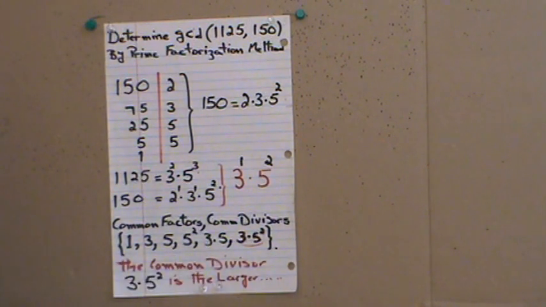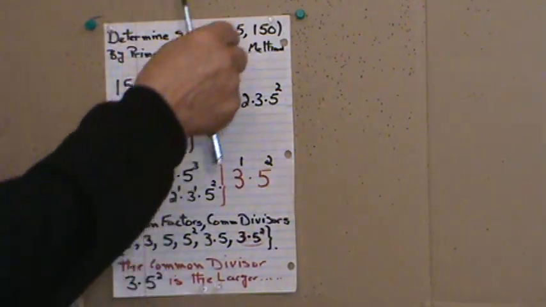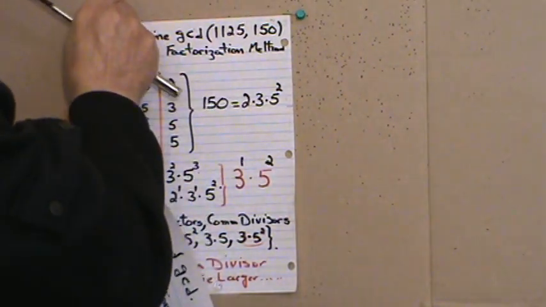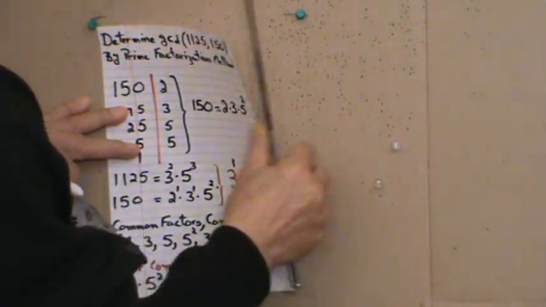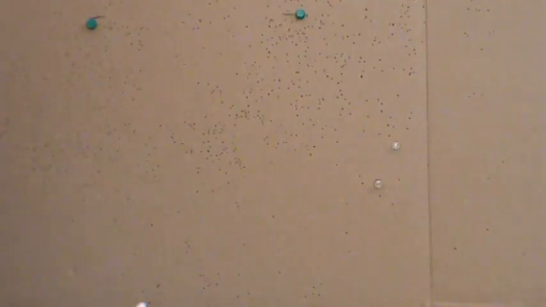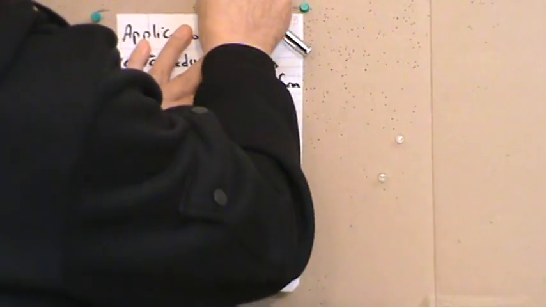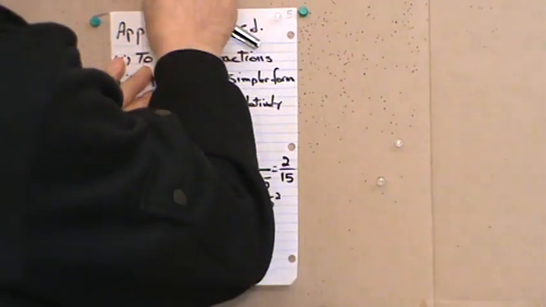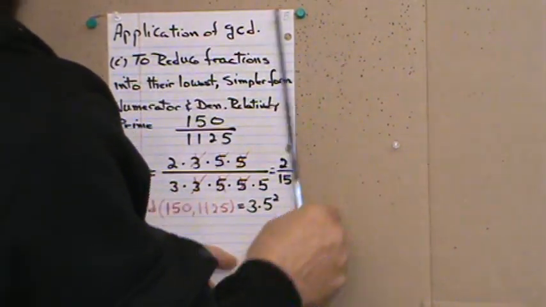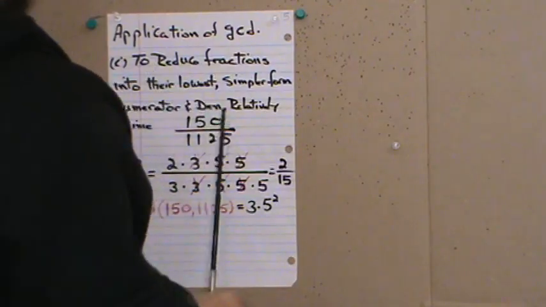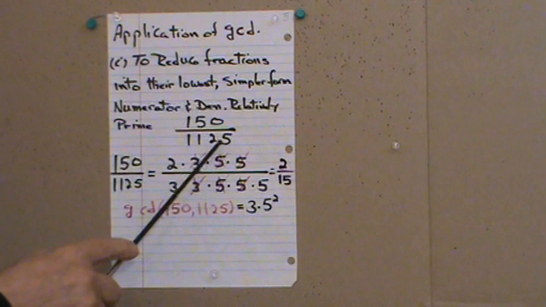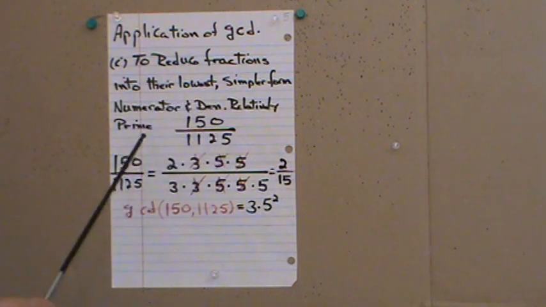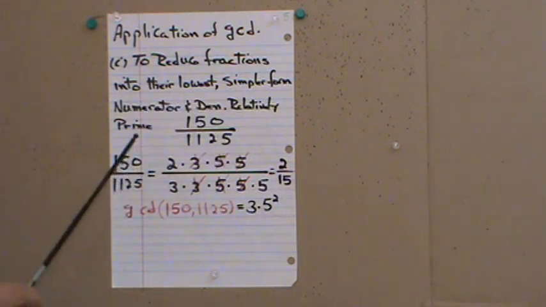Okay, now let me see. I have one small application of that. There are a lot of applications that I will also be talking about in the coming lectures. And that is about the fraction 150 over 1125. They are not relatively prime, numerator and denominator, as we already know.